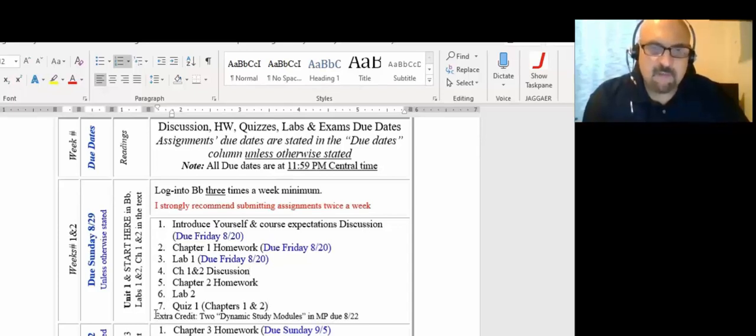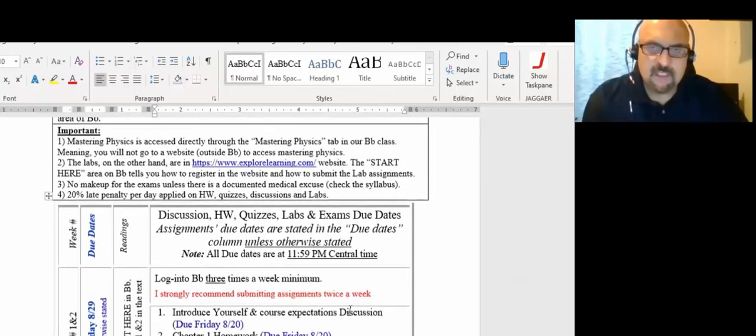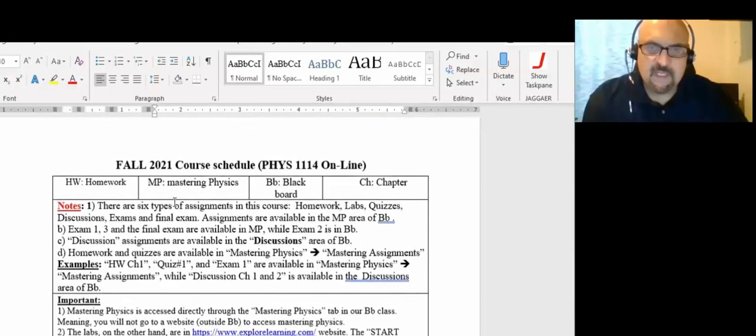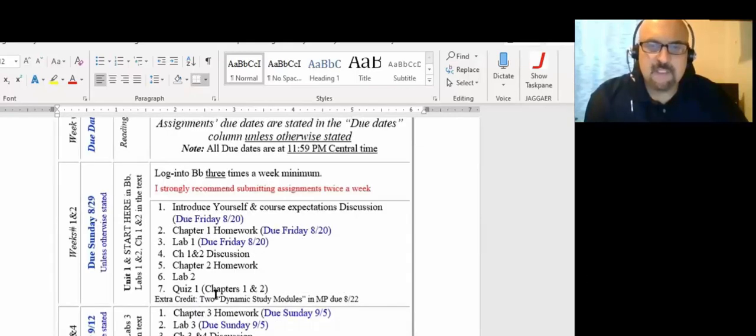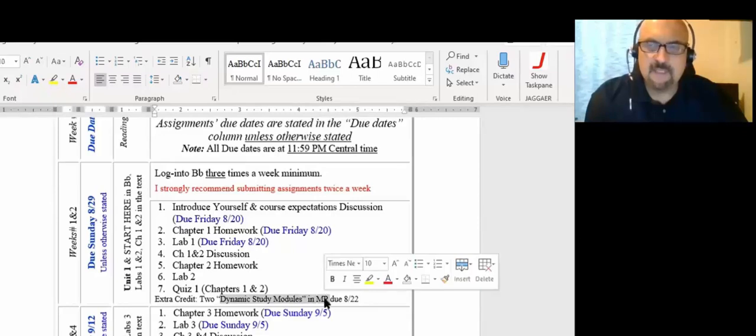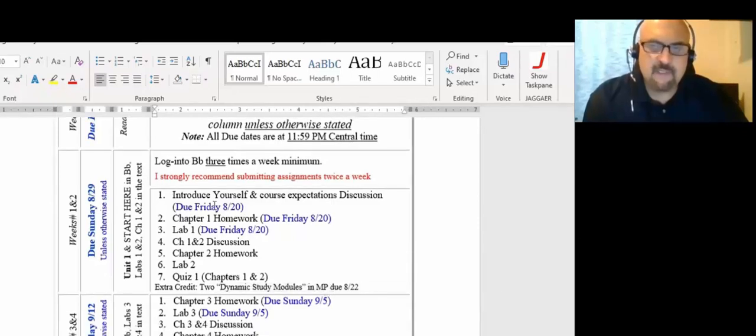Then it will also state the extra credit assignments, which will be on Mastering Physics. Notice that HW stands for homework, MP stands for Mastering Physics, BB stands for Blackboard, and CH stands for chapter. So when it says that the 2 dynamic study modules are in MP, this means in the Mastering Physics area. You need to keep track of those assignments and make sure that you complete them on time.